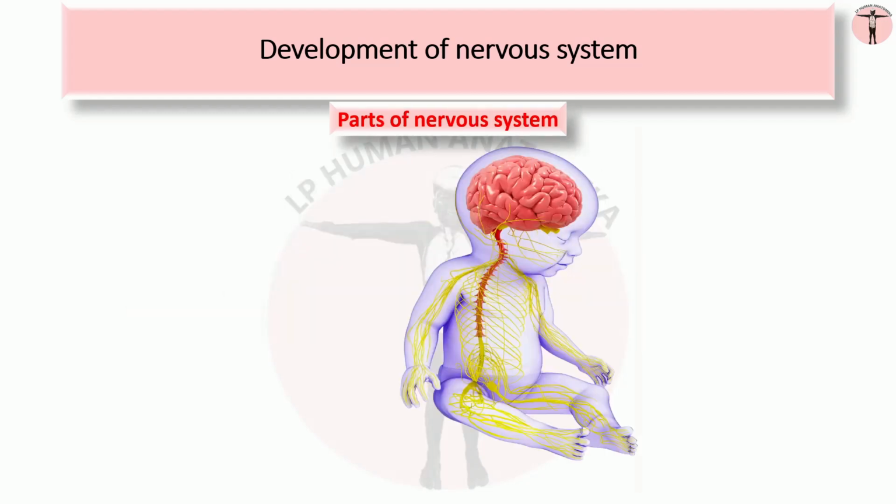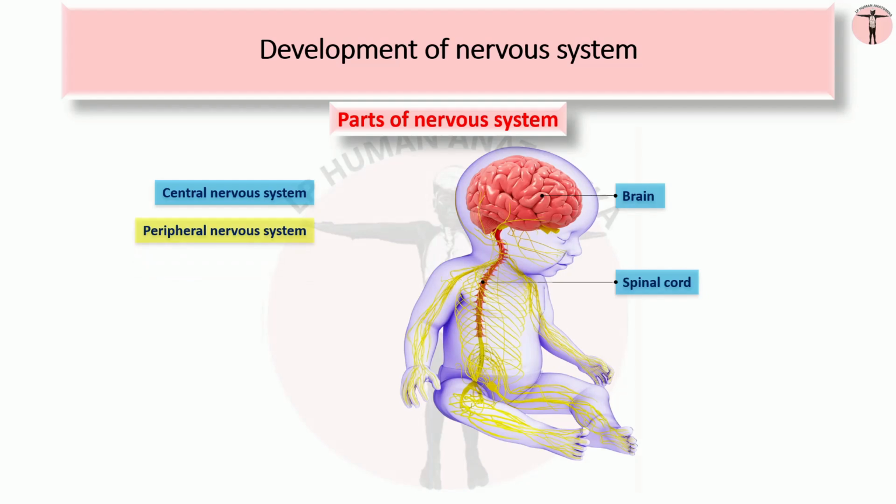The nervous system is made of three main parts. The first part is the central nervous system, which includes brain and spinal cord. The second part is the peripheral nervous system, which includes aggregation of cell bodies outside the central nervous system called ganglia, and the nerves that connect the brain and the spinal cord with the peripheral structures. The nerves arising from the base of the brain are called the cranial nerves, and those arising from the spinal cord are called the spinal nerves.